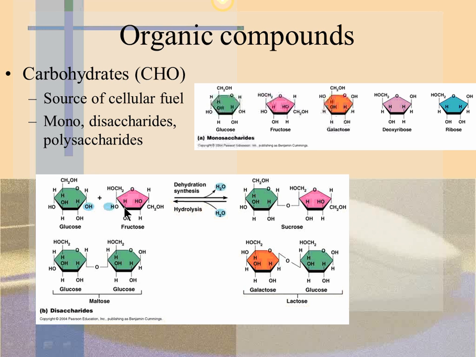And here you can see when glucose and fructose join together, they form sucrose. So this is a synthesis reaction. When sucrose is broken down, it forms glucose and fructose. When just 2 glucose molecules join, they form maltose. When galactose and glucose join, they form lactose. So these are disaccharides. And glycogen and starch are examples of polysaccharides.